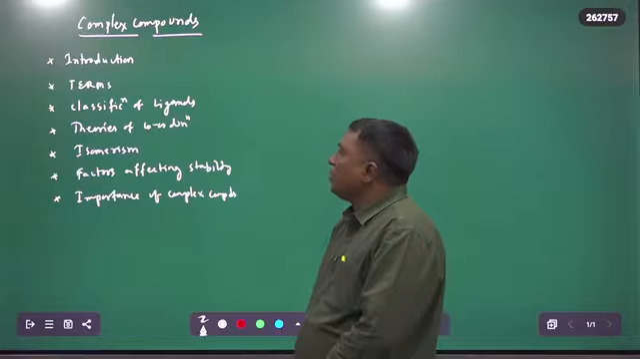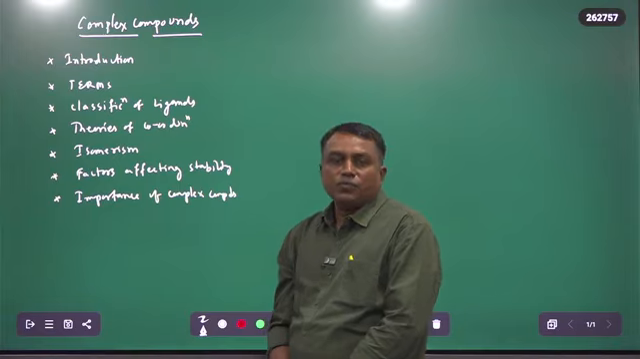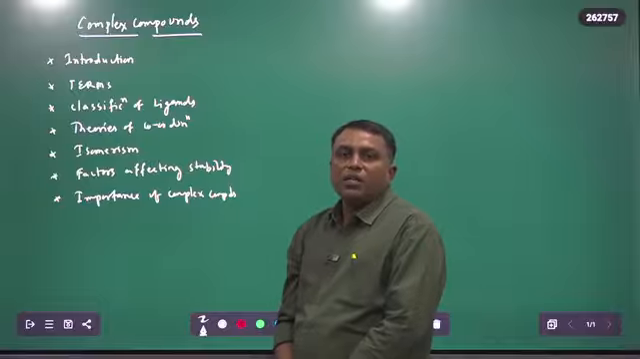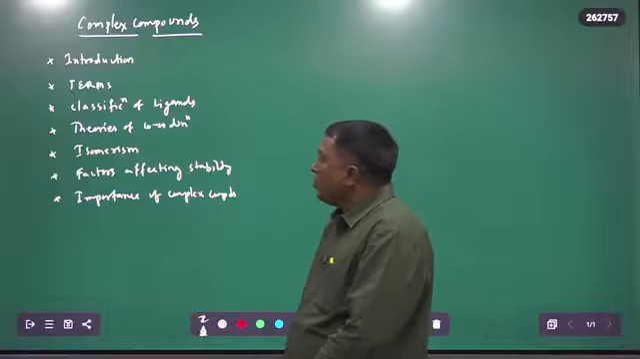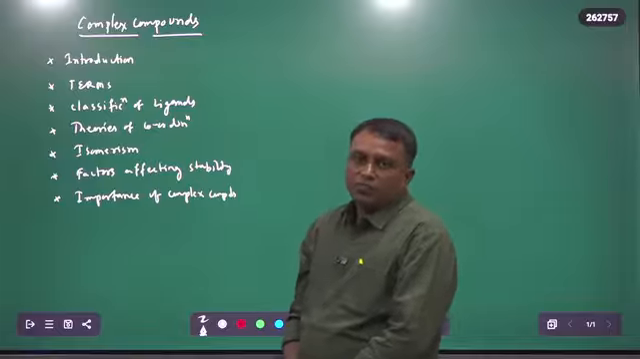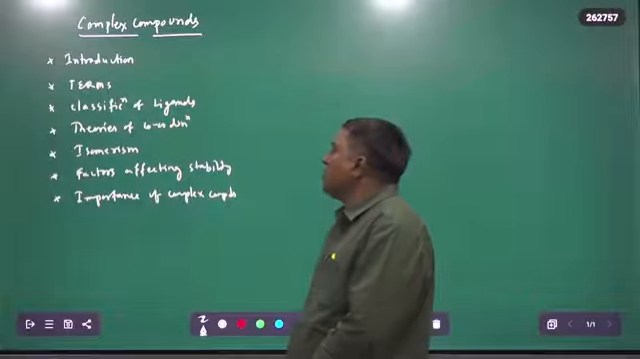The theories of coordination compounds: the first is Sidgwick's effective atomic number, the second is Werner's theory, the third is valence bond theory, and the fourth is crystal field theory of coordination compounds. They are very, very important in complex compounds.